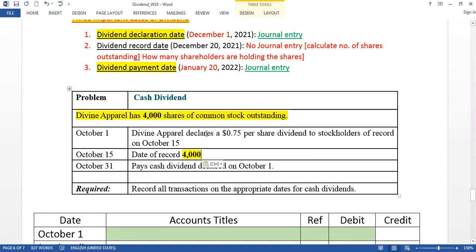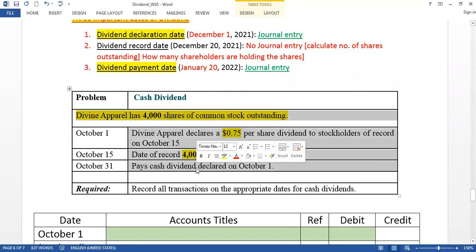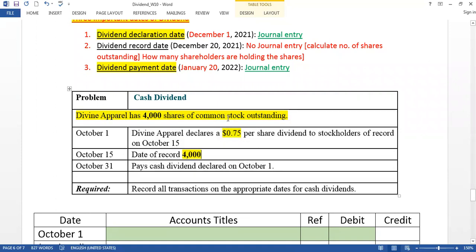Now we declare dividend. The company declares that if you hold my share, you are going to receive $0.75 per share as a dividend. Do you understand? This question is only about common stock. Why don't we have preferred stock here? Because preferred stock people already know their dividend, right? So if you hold my common stock, per common stock, you are going to receive $0.75 dividend.